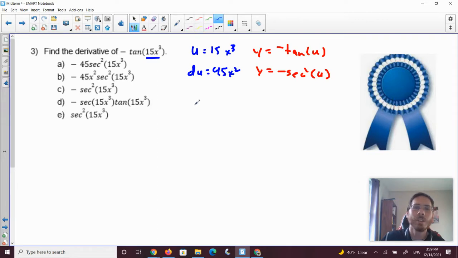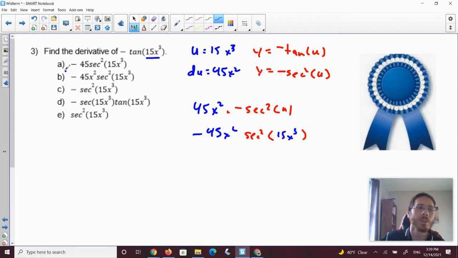So when we put it together, we'll get 45x squared times negative secant squared of u. So that means we're going to get negative 45x squared times secant squared, and then u is 15x cubed. So this one is going to be B. So that's what we get for that one.